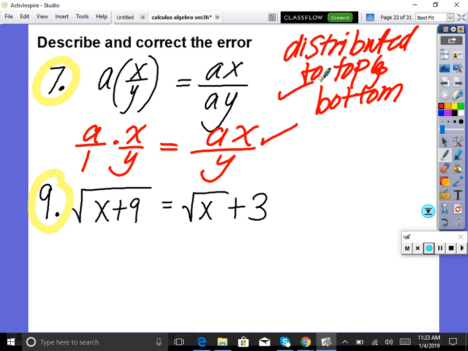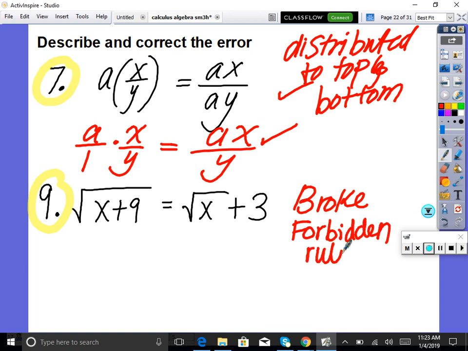Okay, anyways, what did they do? Yeah, they just square rooted this, square rooted this. I call it breaking the forbidden rule. Isn't that the breaking the forbidden rule? So I'm just going to write that. No, this is the main, this is the forbidden of all forbiddens. So then what is the correct answer? Well, there's nothing we can do here, correct? So that is the correct answer.